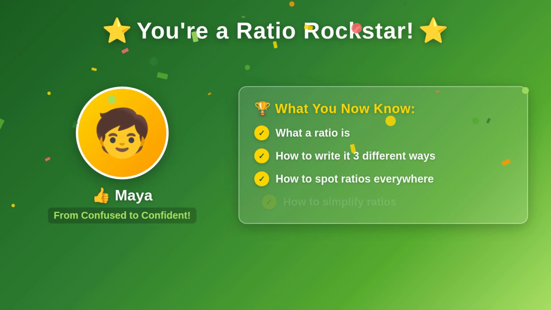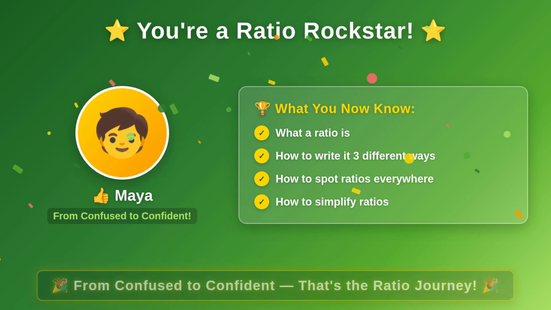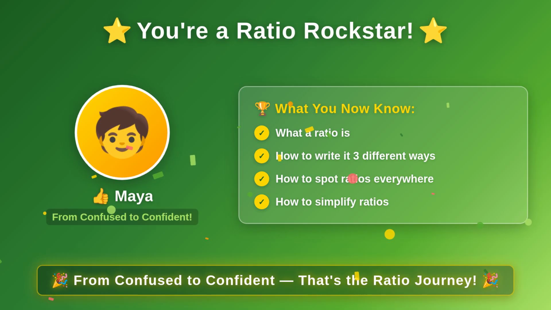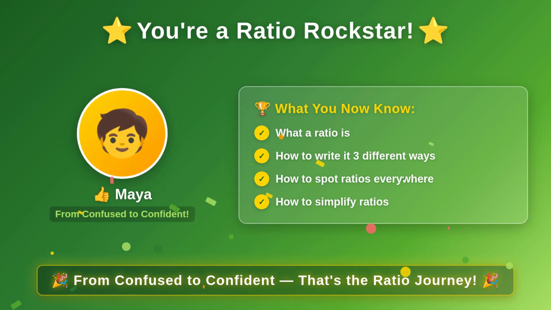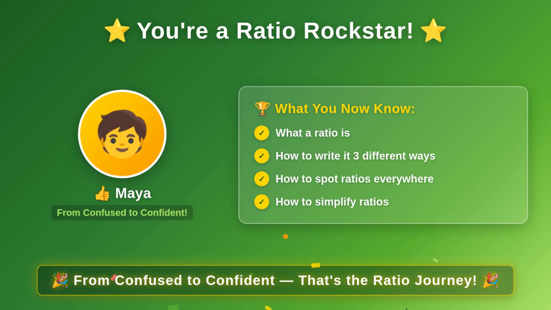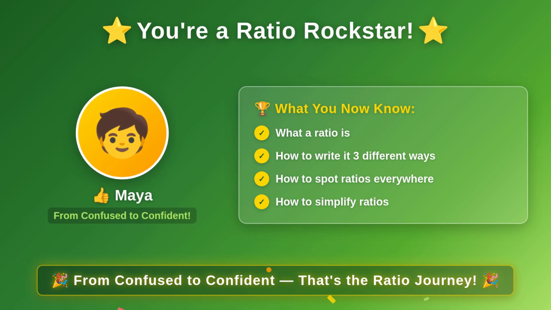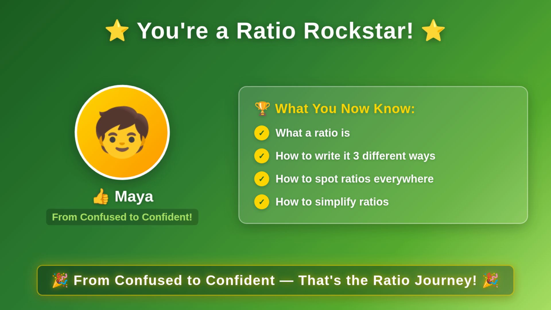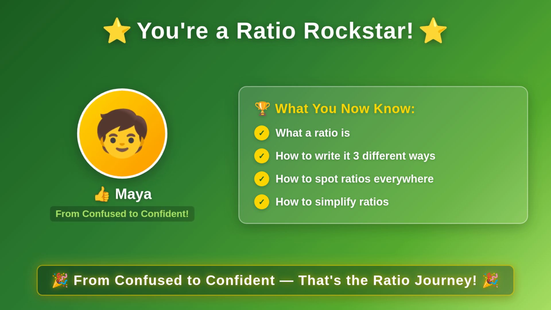Remember when Maya was staring at her game night problem totally lost? Now she can walk into that event knowing the ratio of pizza slices to juice boxes is 2 to 3. She can tell her team that 2 out of every 5 students are girls. She even spotted ratios in her favorite basketball game. From confused to confident, that's the ratio journey. And you just made that same journey.